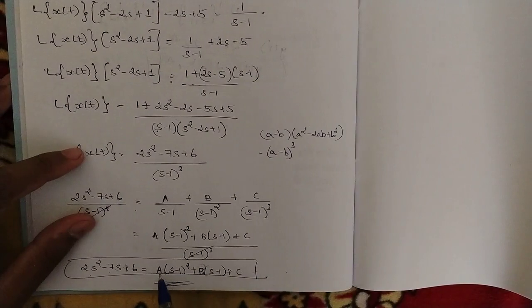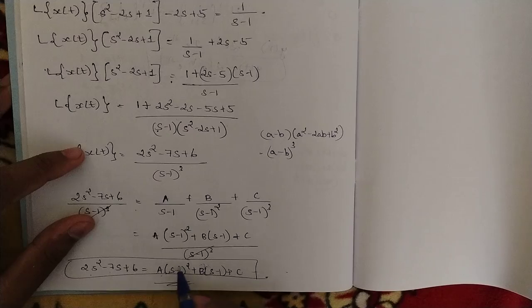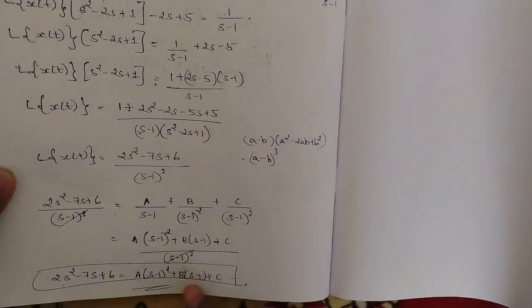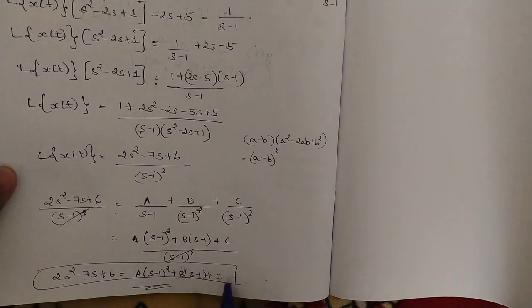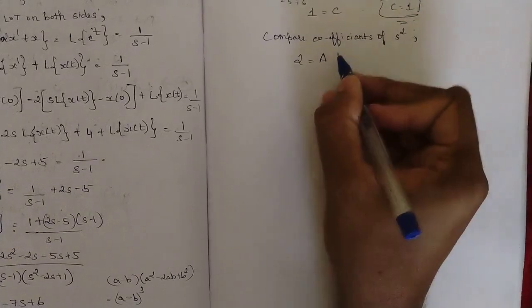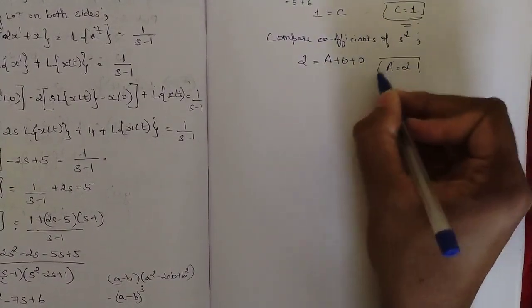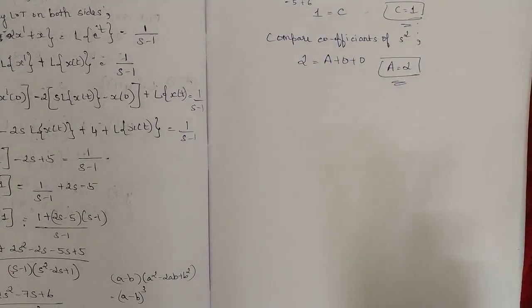Here we have a into (s minus 1) the whole square. If you expand this, (s minus 1) the whole square is equal to s square minus 2s plus 1, right? So if we multiply it with a, we would get a s square, so the coefficient of s square is a. And similarly here we don't have any s square coefficients for b and c. Here we have s and here we don't have an s term, so it would be plus 0 plus 0. After comparing the coefficients, we get the value of a as 2.